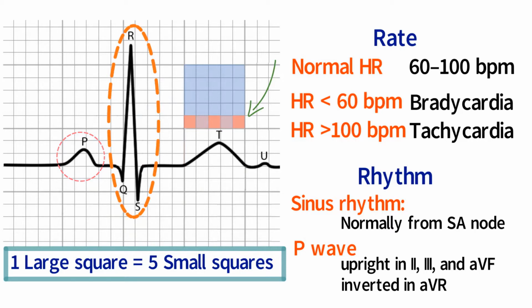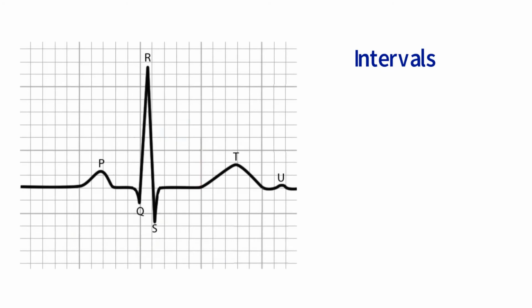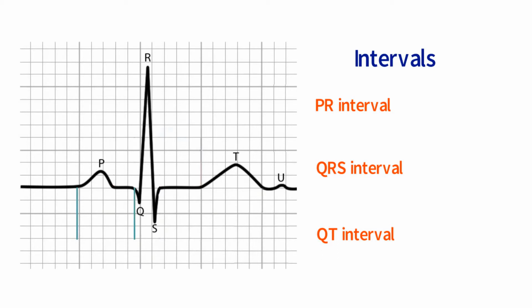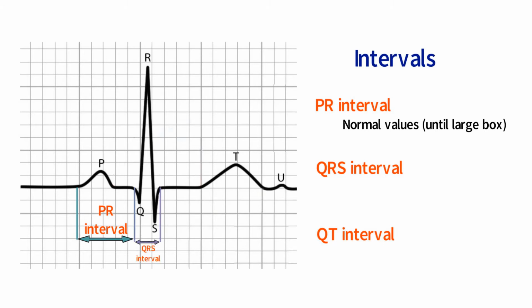So the first thing we check is rate, the second is rhythm, and the third is intervals. You have three important intervals to check, which are the PR interval, the QRS interval, and the QT interval. The normal PR interval, as you see in the photo, is about one large box, and the normal QRS interval is about half of the PR, which is about half a large box.